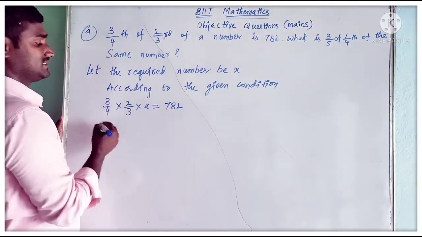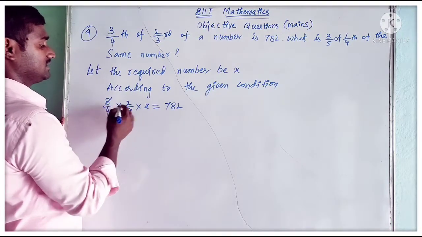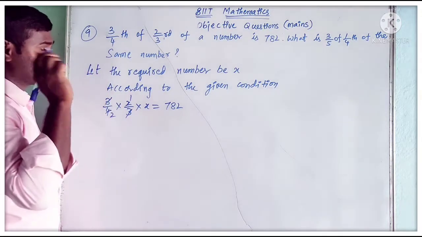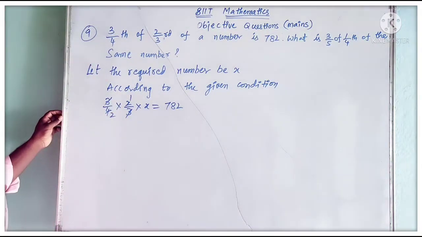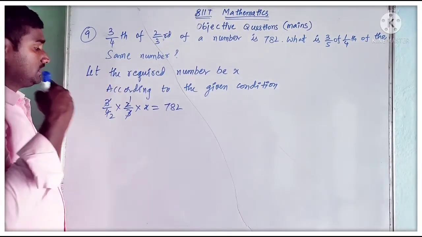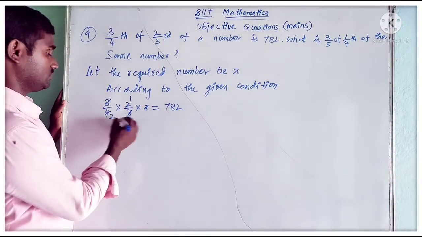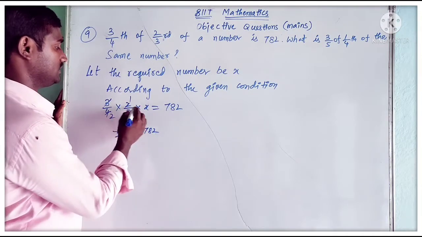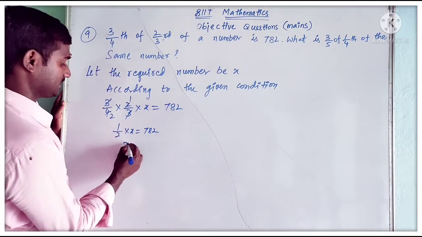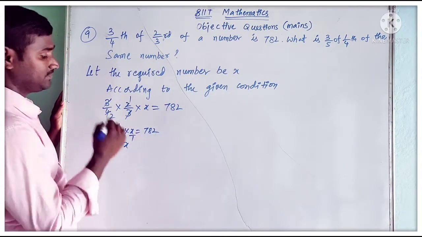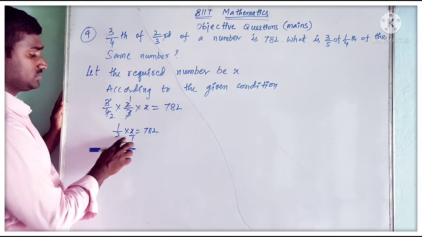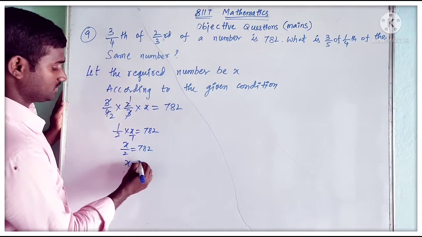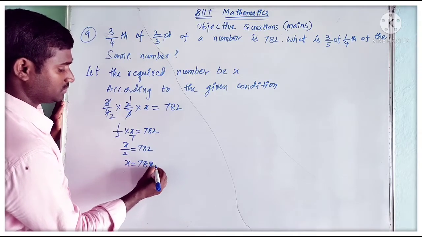The operation is not completed yet, so check whether any cancellation is possible. 3 cancels, 2 ones are 2, 2 twos are 2, so the remaining numbers: 1 into 1 is 1, 2 into 1 is 2. So 1 by 2 into x equal to 782. 1 into x is x, with nothing in the denominator it is 1, and 2 into 1 is 2. So x by 2 equal to 782, so x is equal to 782 into 2.